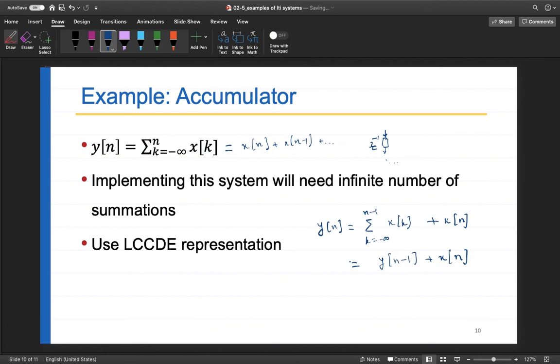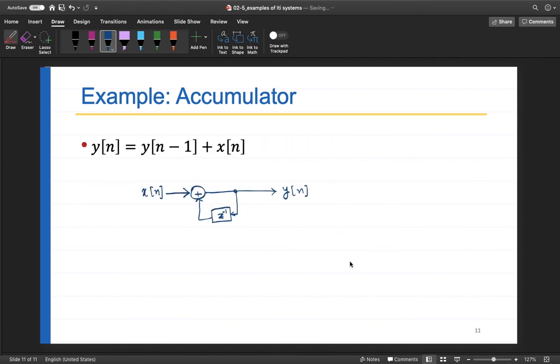And this is an accumulator system which you very well know how to implement using the LCCD representation. How do you implement it? It's very simple. You just need to add one delay term, which is y of n minus 1. And that is it. You are adding x of n and y of n minus 1 and you get y of n. So this was the LCCD representation, and this is how you implement an accumulator. Thank you.